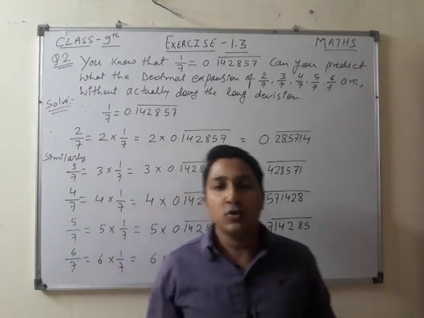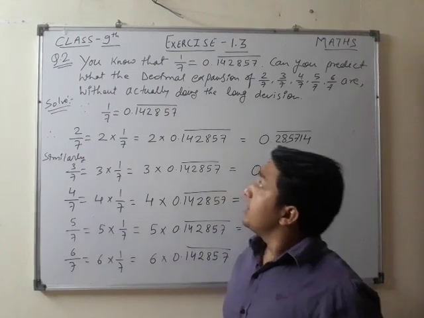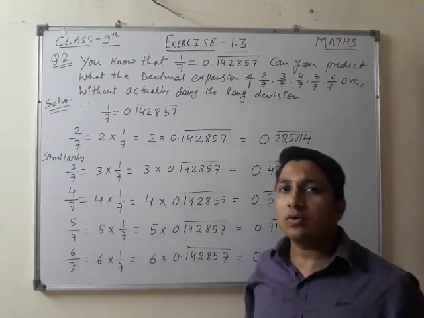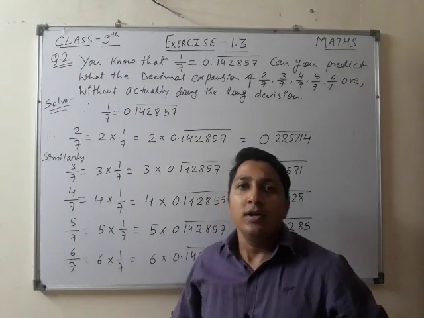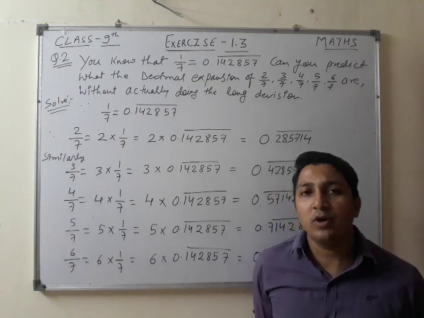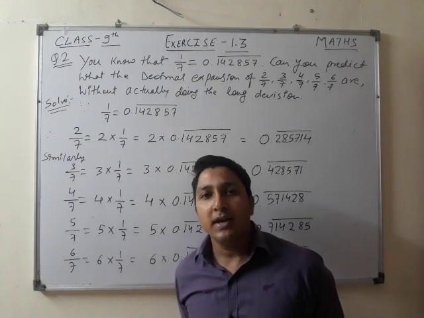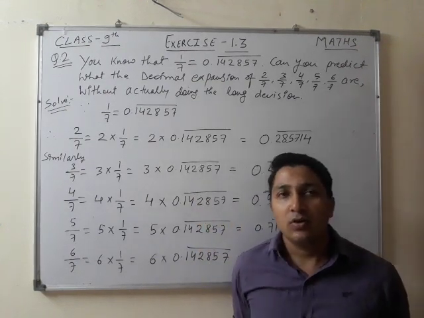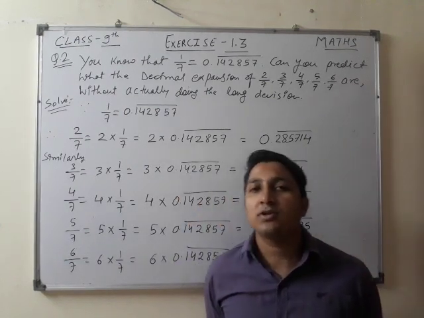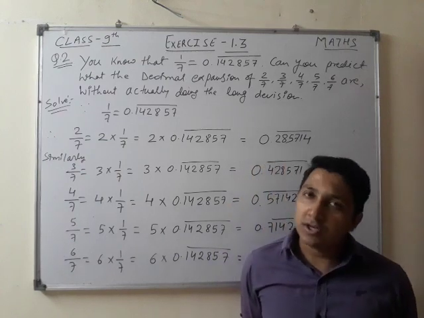Hello students, today we are here with the next lecture. In our previous lecture we discussed the representation of non-terminating decimal expansion in the form of P upon Q, where P and Q are integers, or we can say the representation of the non-terminating decimal expansion in the form of a rational number.